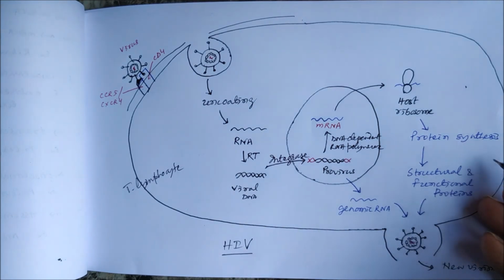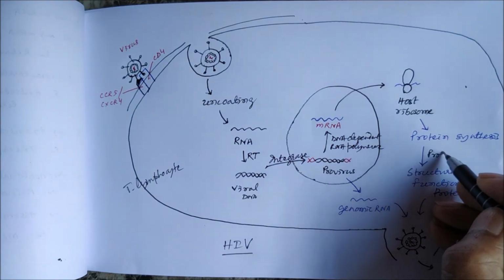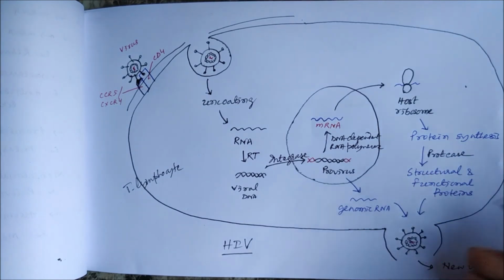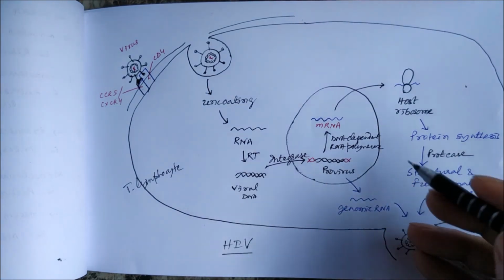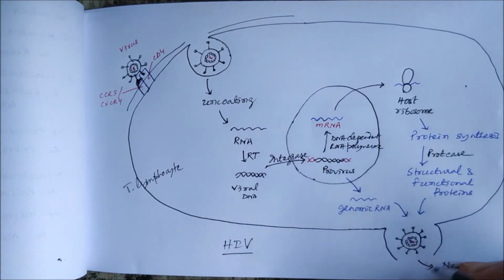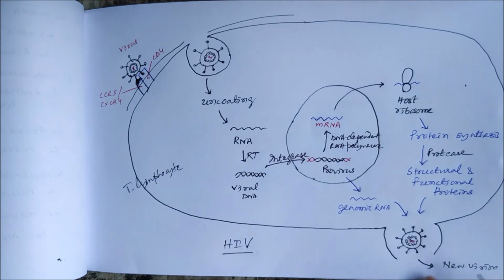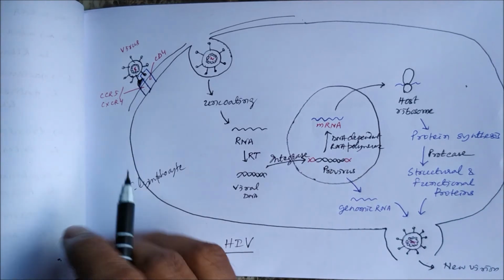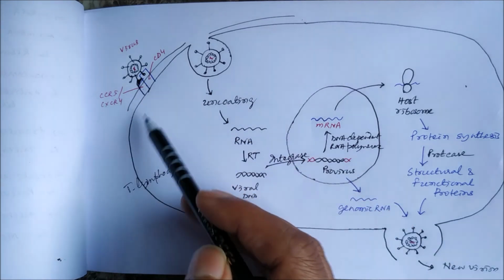There will be protein synthesis by the action of protease. There will be structural and functional proteins, and from this proviral DNA some genomic RNA will also be synthesized, and all together they will assemble and a new virion will be there, and the cell will burst and this virion or virus will be released.